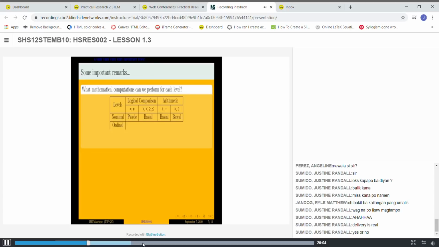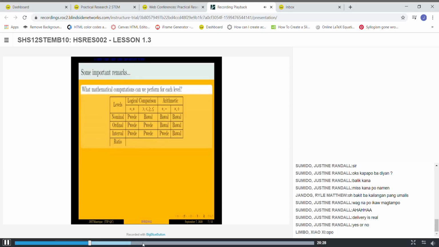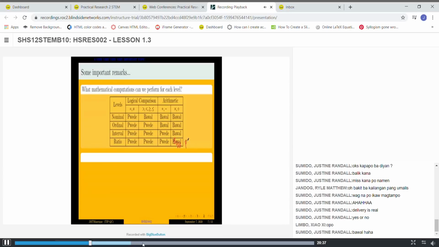For ordinal data, pwede yung equal or not equal, pwede yung inequalities, but not arithmetic. For interval, pwede ang equal not equal, pwede ang inequalities, pwede ang plus minus, but not multiply and divide. And then for ratio, of course, lahat yan pwede. Ay, mali yan, sorry. It should be pwede.